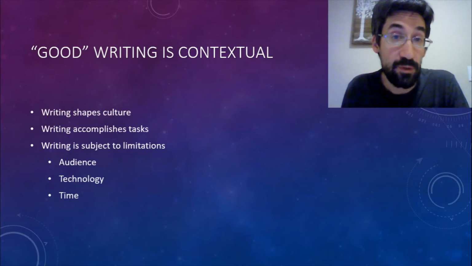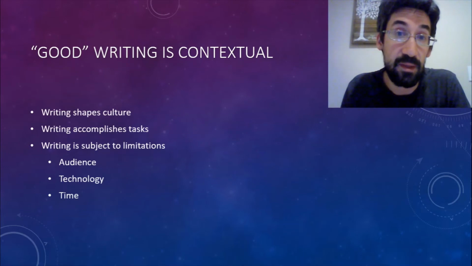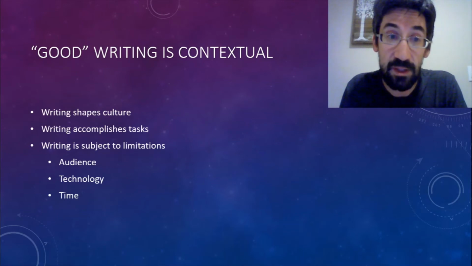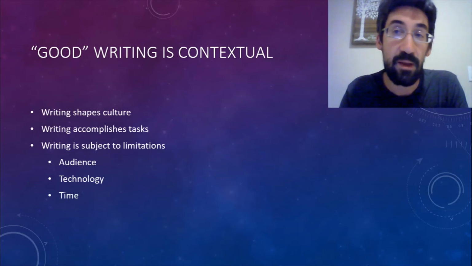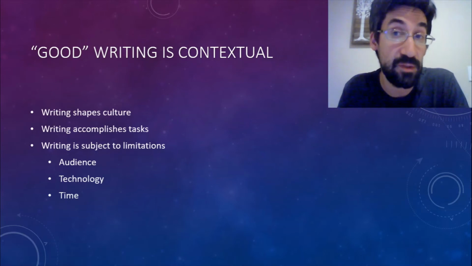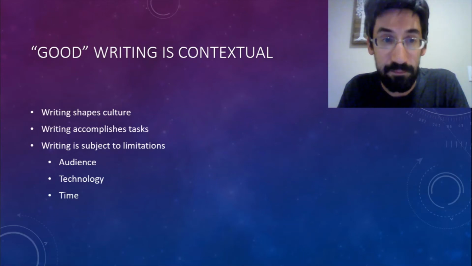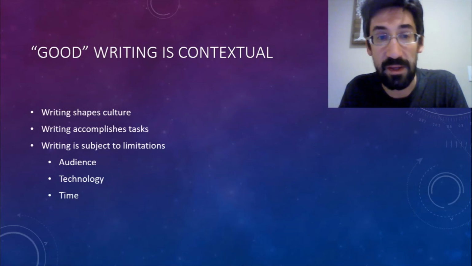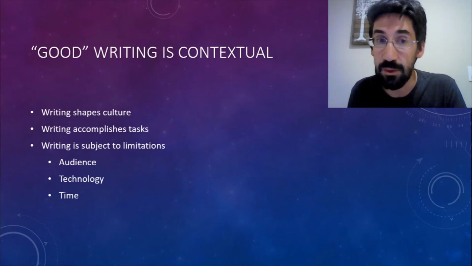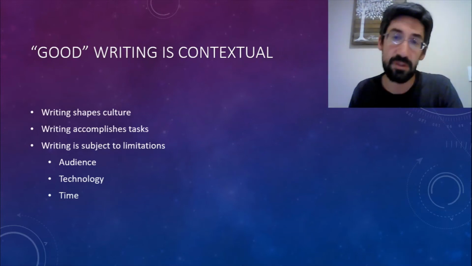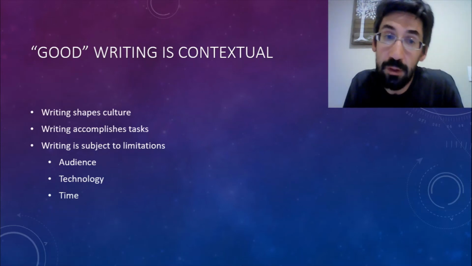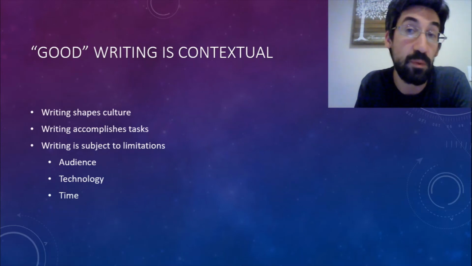A third threshold concept that we need to talk about, and that I think is really key to internalize here, is that good writing is contextual, right? Good writing is contingent. What counts as good writing in one context may not count as good writing in another. Part of this is because writing accomplishes tasks. And if you look at the writing and say, well, I think this was a very good essay, but it doesn't do what it needed to do, then was it really good? I don't know, right? What is the means by which we measure this?